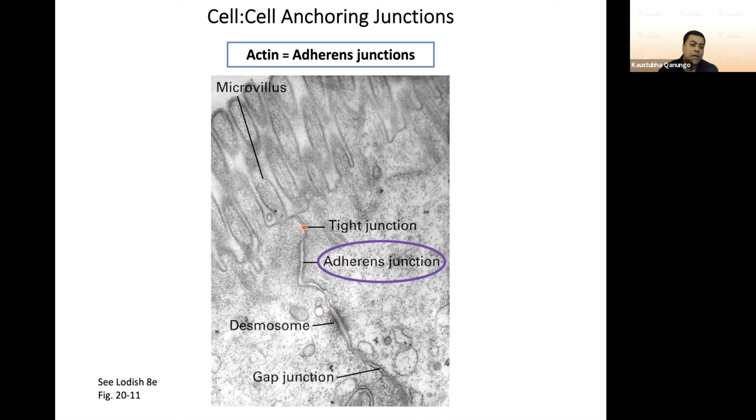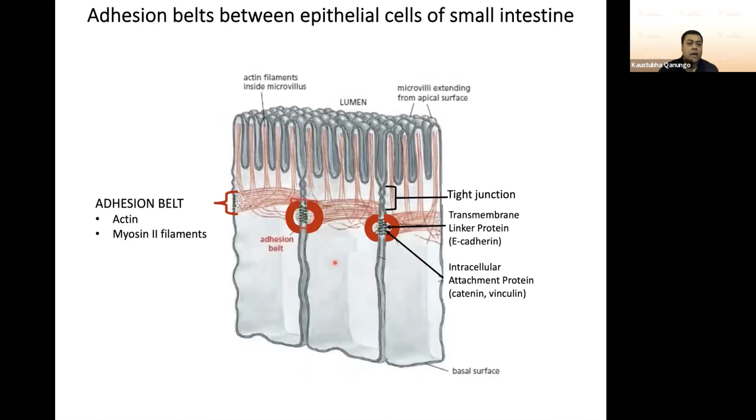And you have these tight junctions. Below that, you have these adherence junctions. That's what we are going to see first. You can easily see that right here is the apical surface, and this is the basal surface, and you have these adherence junctions, which are a belt-like structure, and we call these adhesion belts.